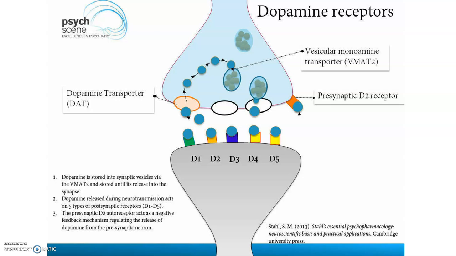So these are the three conditions wherein the dopamine will bind to the postsynaptic neuron, bind to the autoreceptors present in the presynaptic neuron, or be taken up by the presynaptic dopamine neuron and get degraded.